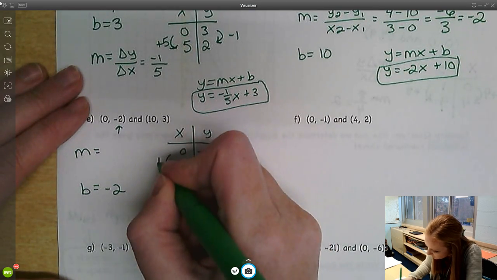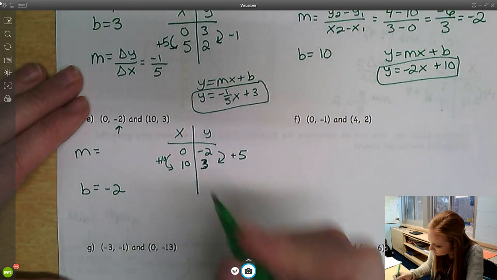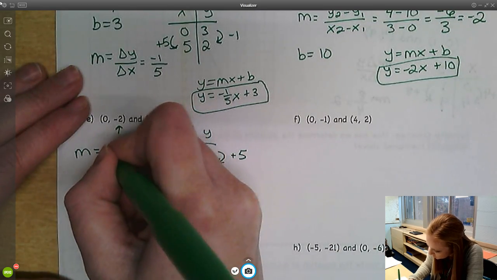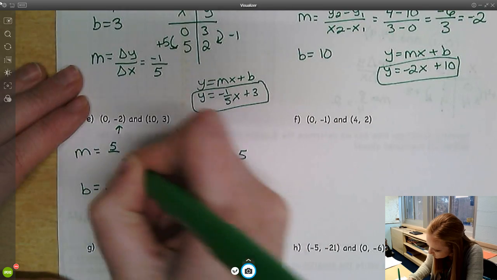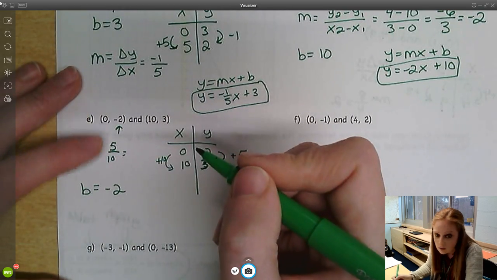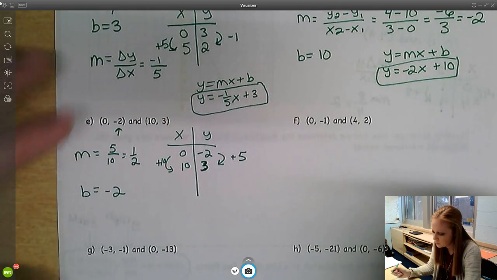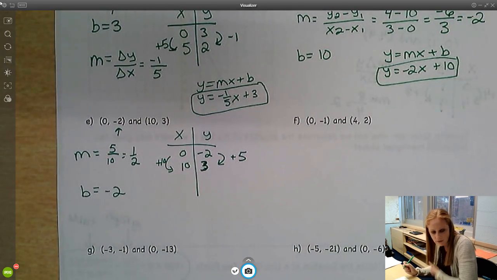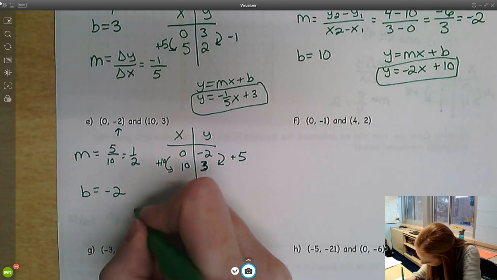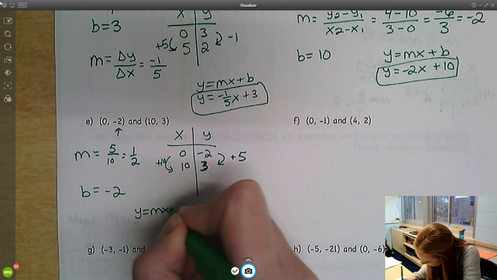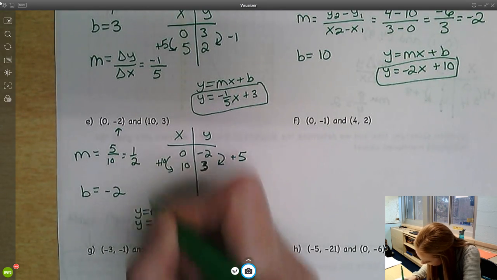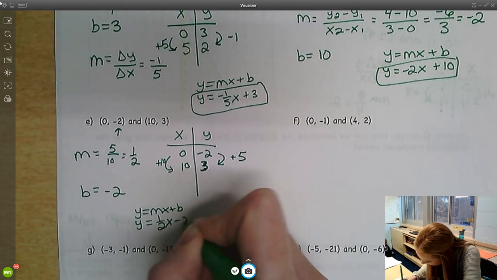How do I get from 0 to 10? Well, I add 10. Okay, so my slope is change in y over change in x. The change in y is 5. The change in x is 10. 5 over 10 simplifies to 1/2. We divide both the numerator and the denominator by 5. And lastly, plug into y equals mx plus b. Your m is 1/2. Your b is minus 2.